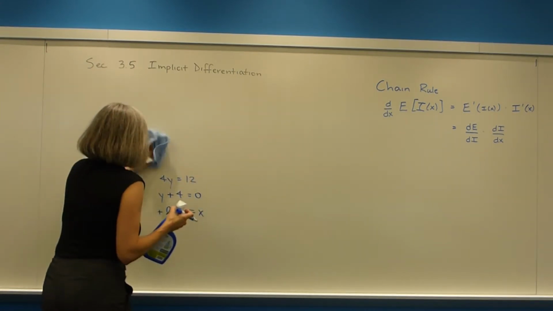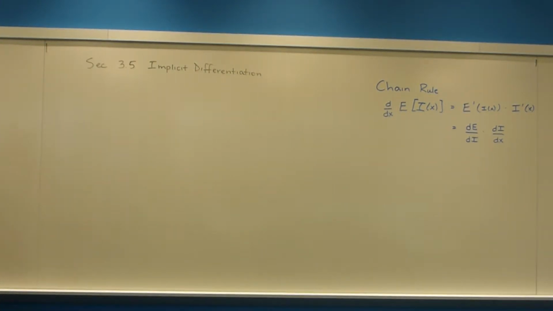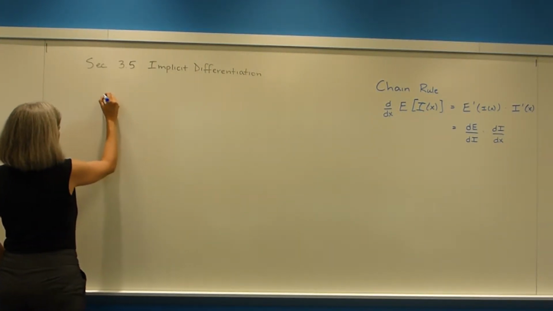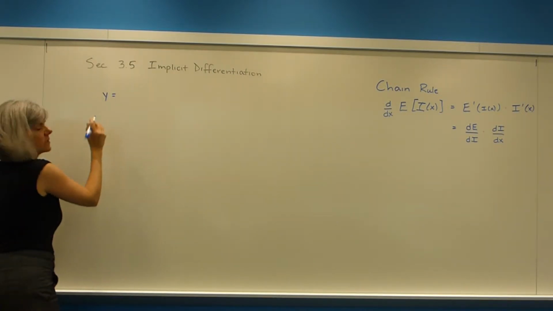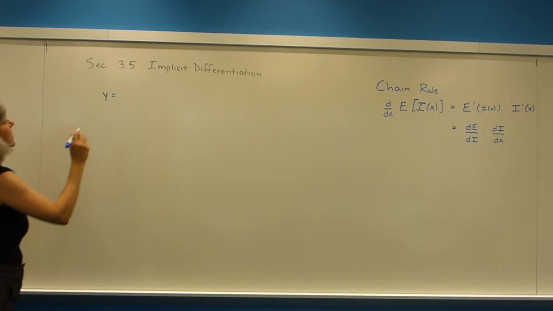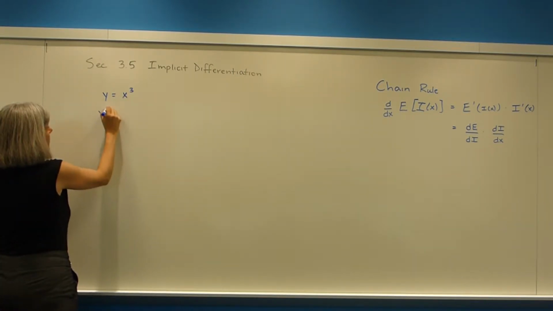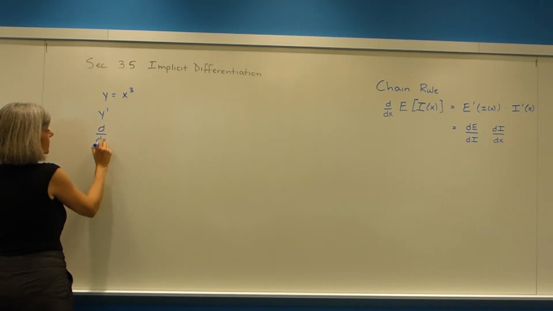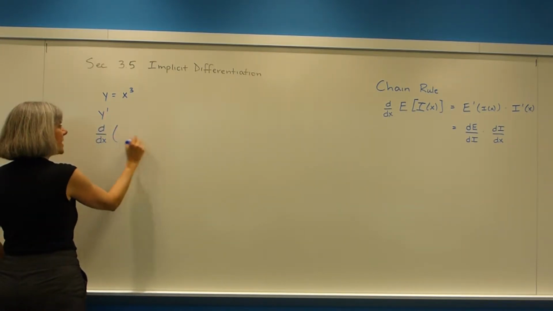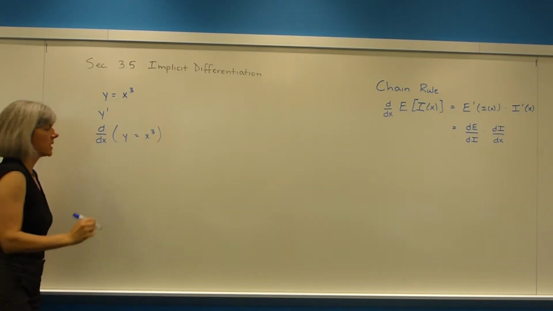Let's look at one more example, to lead up to where we're going. If I have y equals x cubed, and I want to find the derivative, I want to find y prime, really what I'm doing is taking the derivative with respect to x of the entire equation. And let's look at how I might think about that.